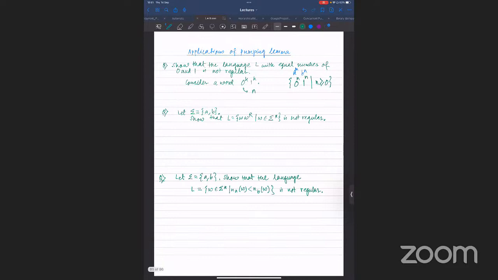So |uv| has to be less than or equal to this k or n, correct? And v has to be something. So for every possible decomposition, you can choose the decomposition again. Whatever v, v cannot be empty, but you can choose your v, whatever. And I am going to show that I can still pump it.